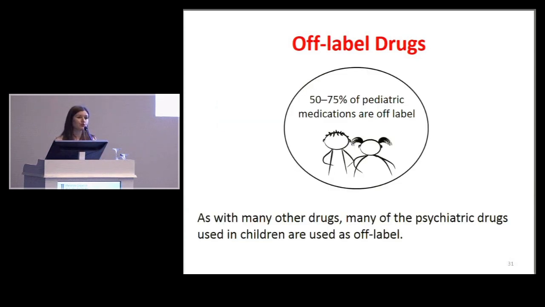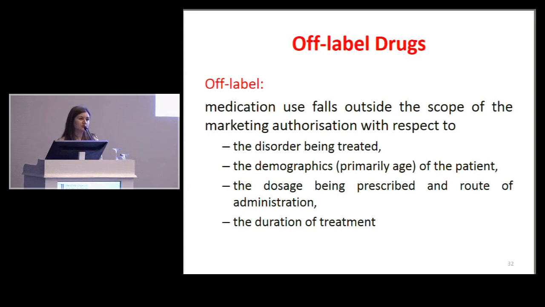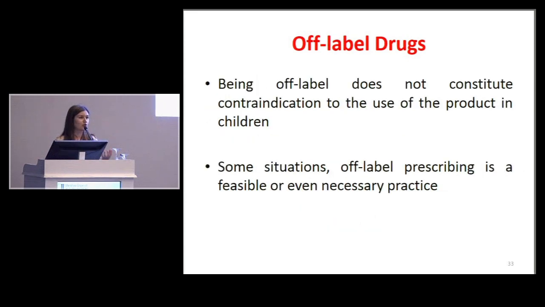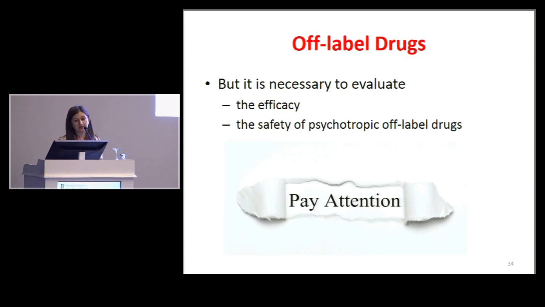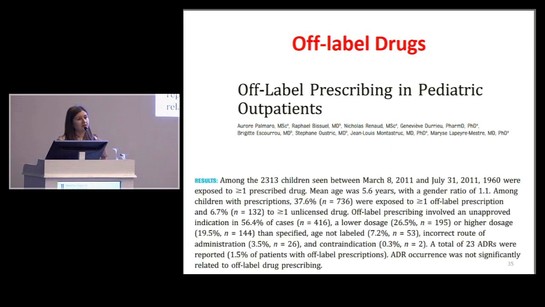Off-label use of medicines for children is common both in children and adults, but as with many other drugs, many psychiatric drugs used in children are used off-label because they have not been tried. 50 to 75% of pediatric medications are off-label. Looking at the term off-label drugs, the healthcare authority of the country defines indications based on the disorder being treated, demographics, and some other factors. If falling outside of these factors, that's called off-label. Of course, being off-label does not constitute a contraindication. What we need to be careful about is to evaluate both the efficacy and the adverse effects in case of off-label use.